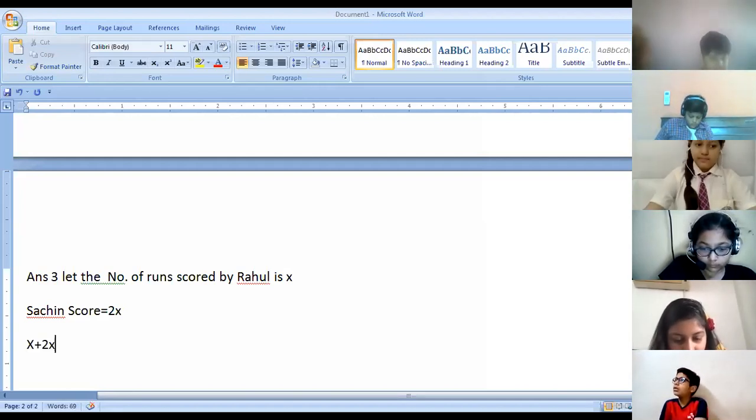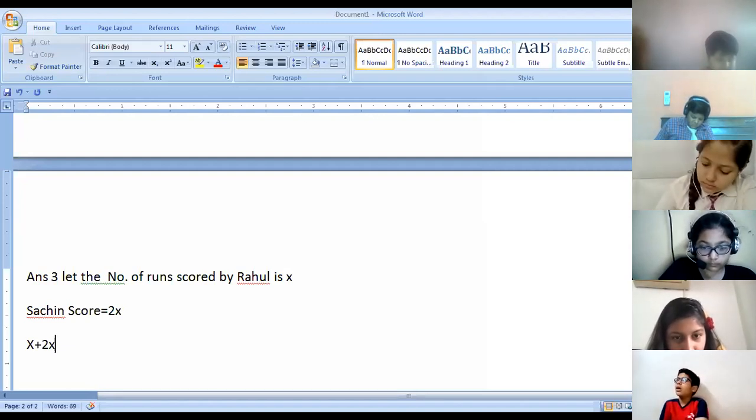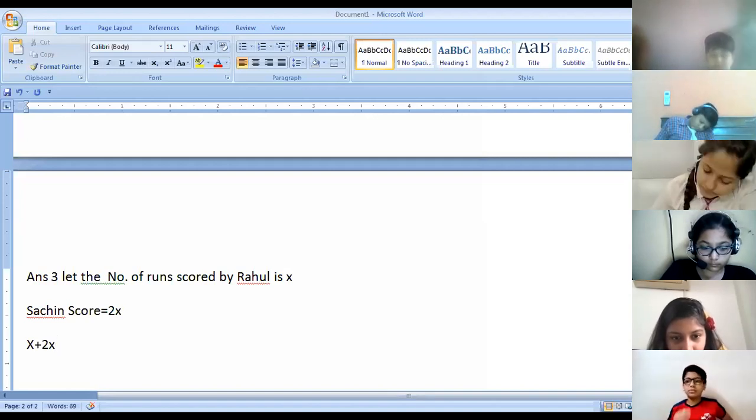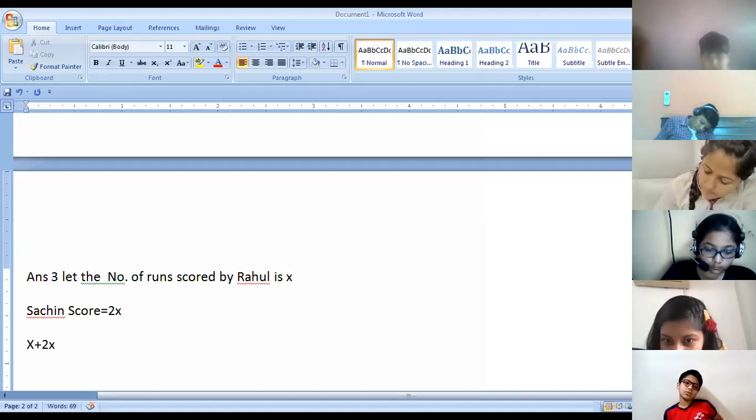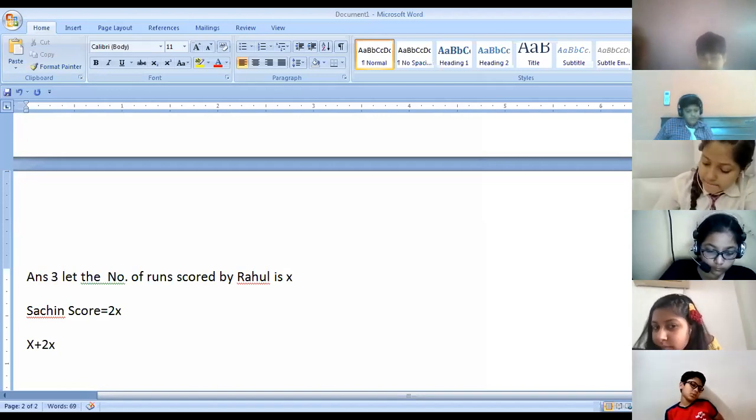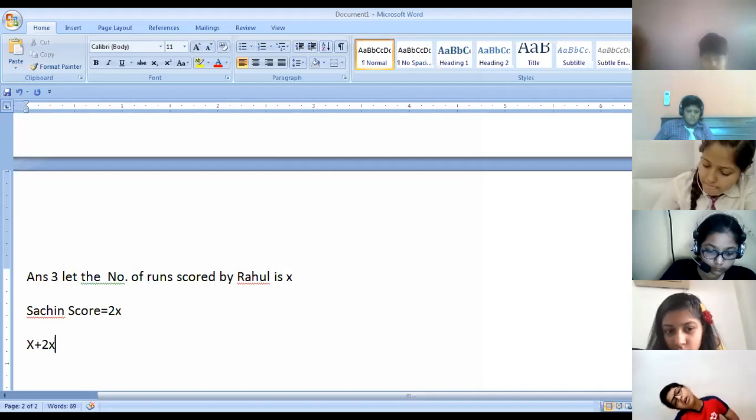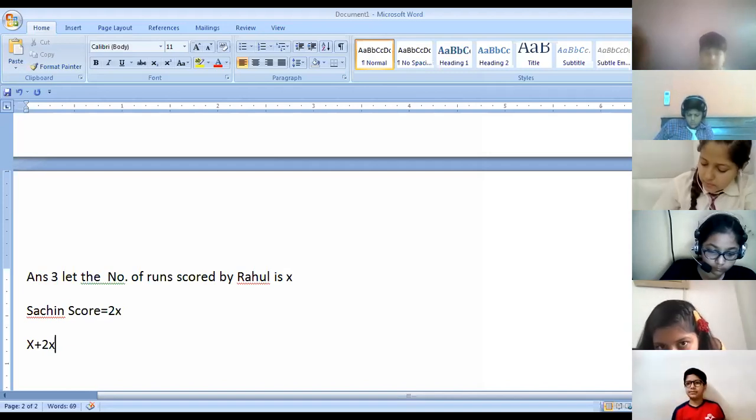So after that, fell too short. Fell too short means they scored two less. Fell too short of double century. Double century में दो कम score किए हैं. So what do you mean by that? Ma'am, 3x plus 2x is equal to 200.